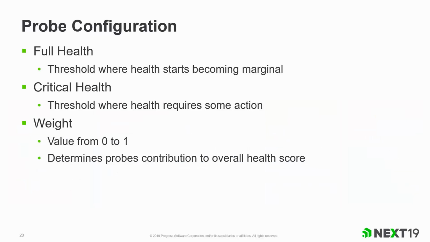Probe configuration. Again, we've got full health. This is the threshold where the probe starts becoming marginal. Critical health threshold is where some action is required. And then weight. Weight is a value between 0 and 1, and that's basically how the math works. Some probes are more important than others, so you would weight them higher. Other probes you may not want in the health score at all, but you want them collecting the data anyway. Those would have a weight of 0. They would still get called and still be part of the details, but they wouldn't affect the health score. And that determines the overall health of the server.